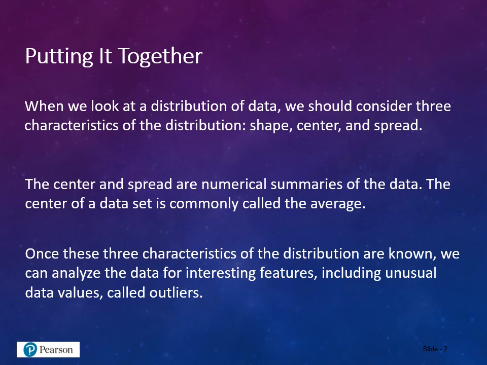The center and spread are numerical summaries of the data. The center of data is commonly called the average. This is one of the most commonly used and well understood concepts in mathematics. Once these three characteristics of the distribution are known, shape, center, and spread, we can analyze the data for interesting features, including unusual data values called outliers.